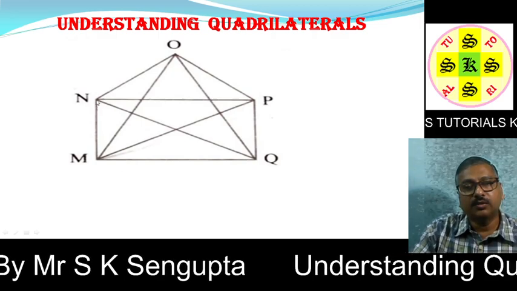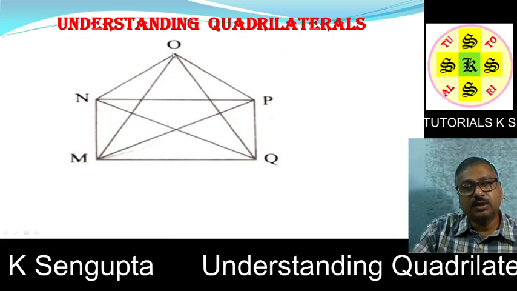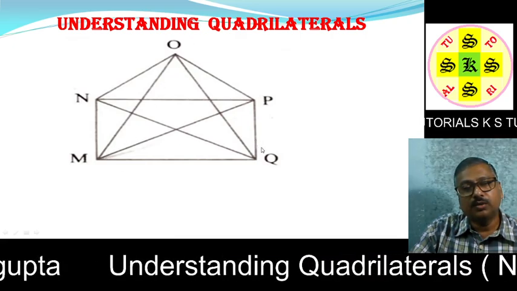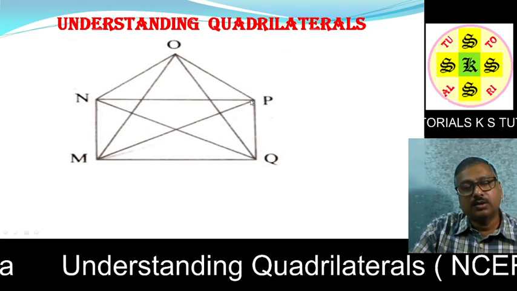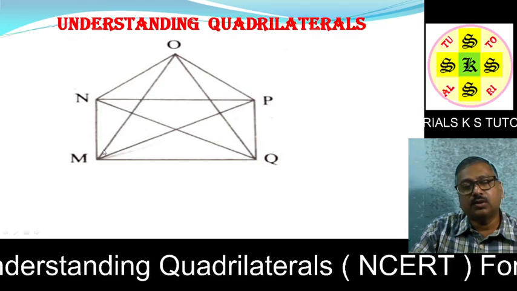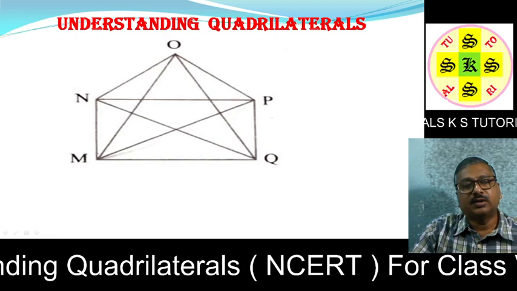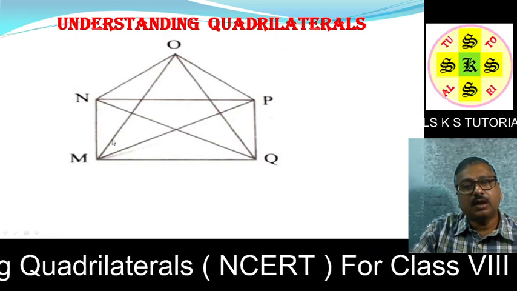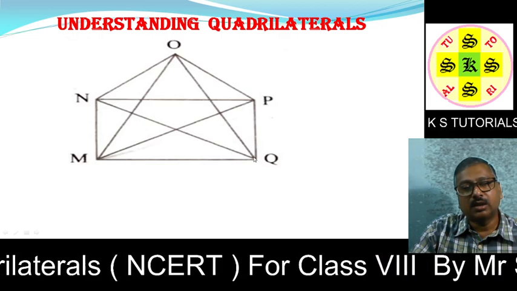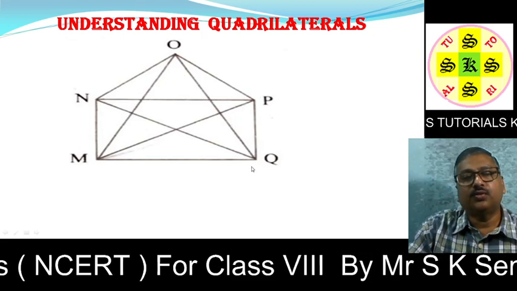Similarly from N, we get NQ and NP. Now O, OM is already joined, so we can join OQ. When we come to P, PN is already joined, and PM is also already joined. So in this figure, we have 5 diagonals: 1 is MP, 2 is MO, 3 is NQ, 4 is NP, and 5 is OQ.